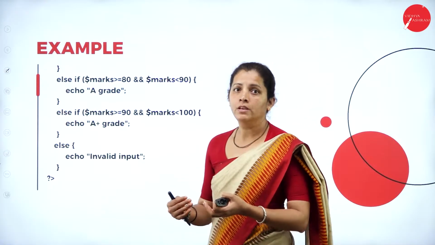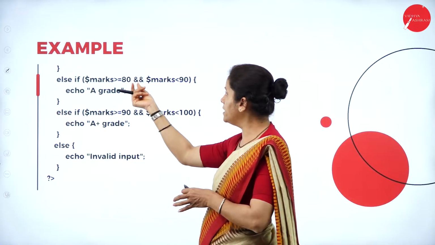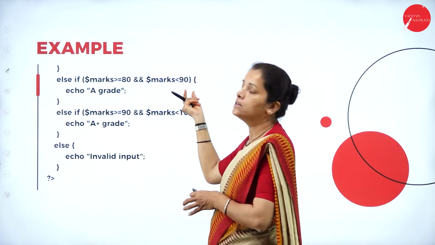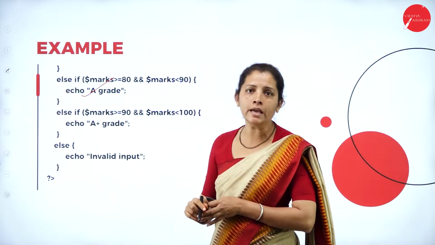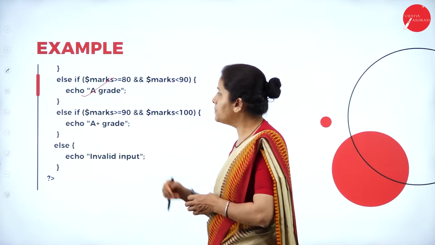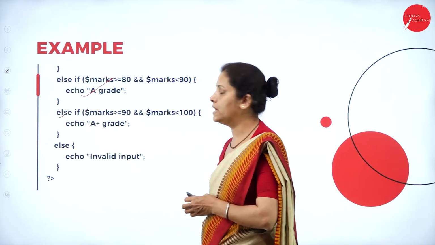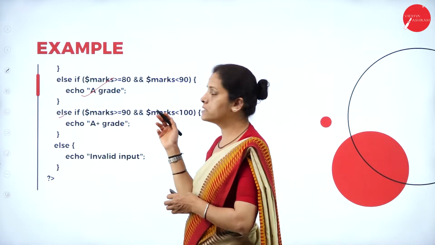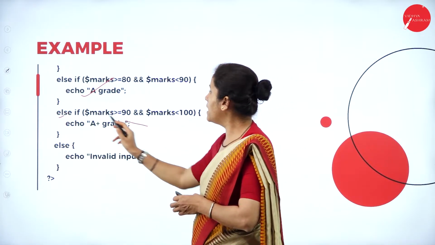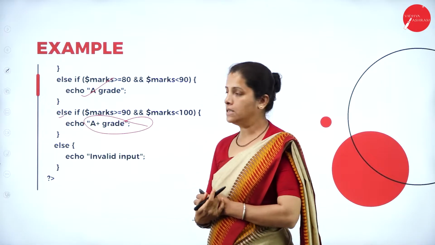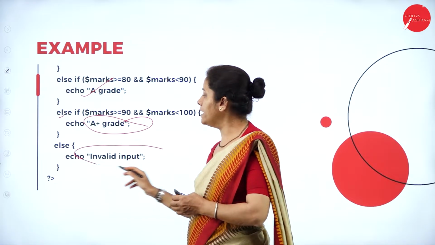Still I'm continuing. Suppose that condition is false, once again I'm checking marks greater than or equal to 80 and marks less than 90. Suppose this case is true, then what's my output? That is A grade. Suppose the condition is false, then what I'm going to have? That is else if, once again checking marks greater than or equal to 90 and marks less than 100. So what is my output? A plus grade. Suppose I'm entering some negative marks, then it is invalid input.